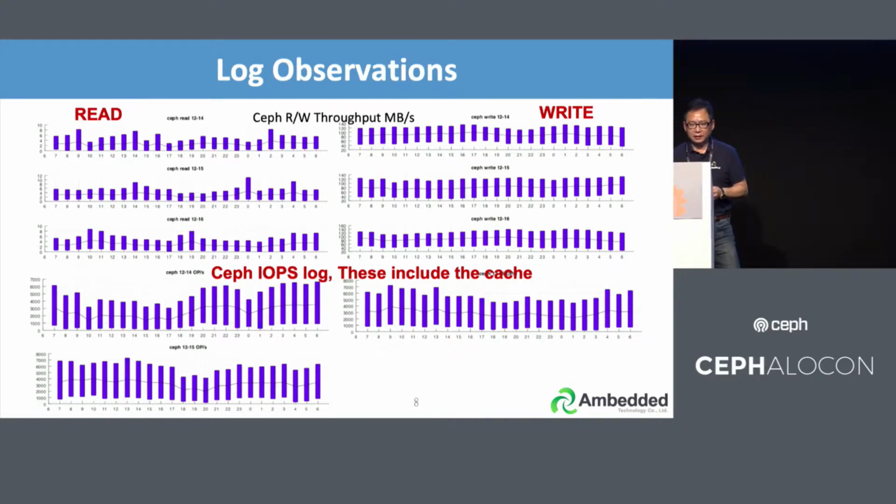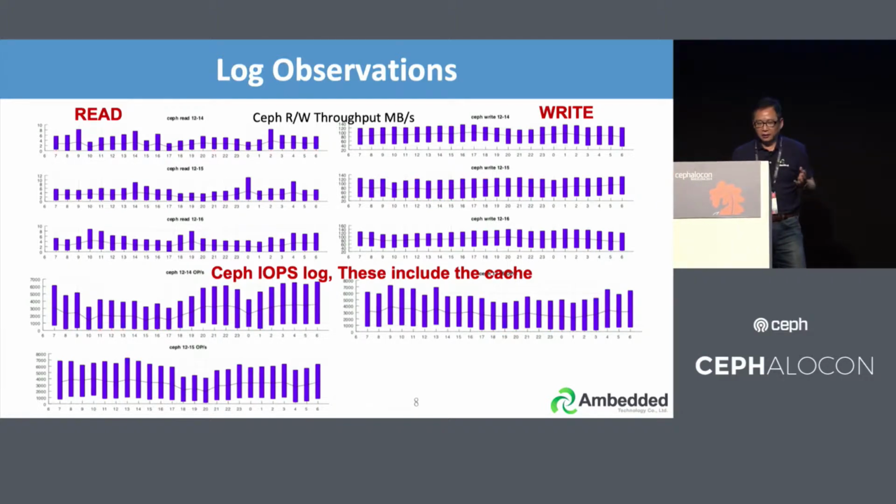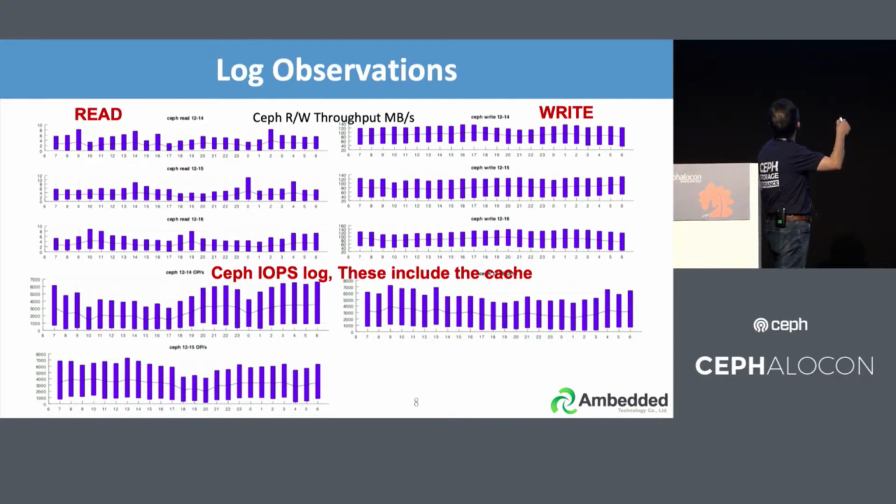So we find that the read and write throughput is quite low. For example, you can see the read is less than 10 megabytes per second, and the write is maximum 120 megabytes per second. So throughput is not the issue.